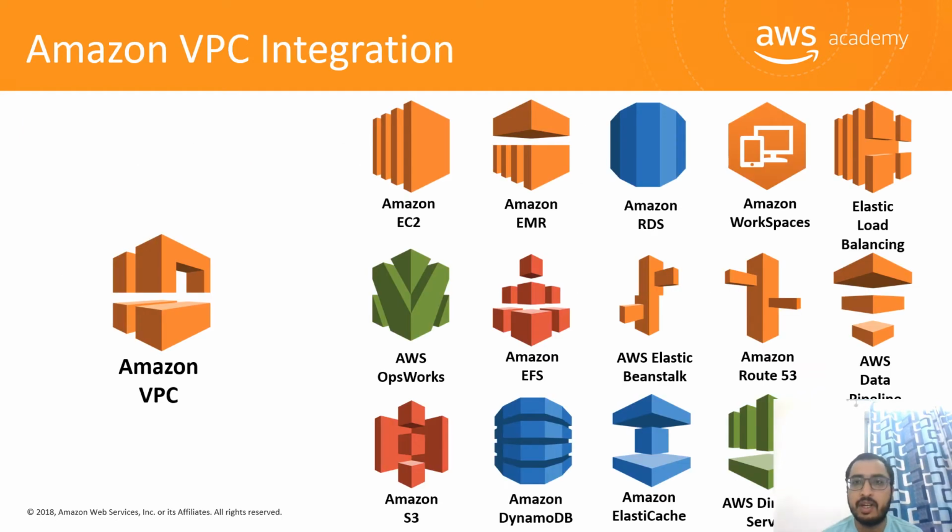So Amazon VPC integration like this, we can have many integrations in the Amazon VPC like EC2, EMR, RDS, WorkSpaces, Elastic Load Balancing, OpsWorks, EFS, and so on.